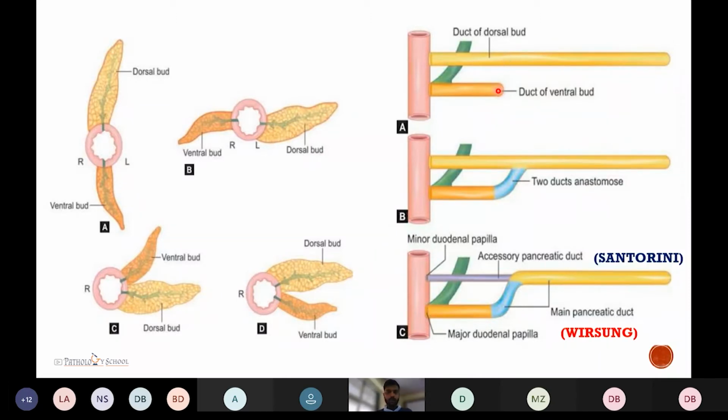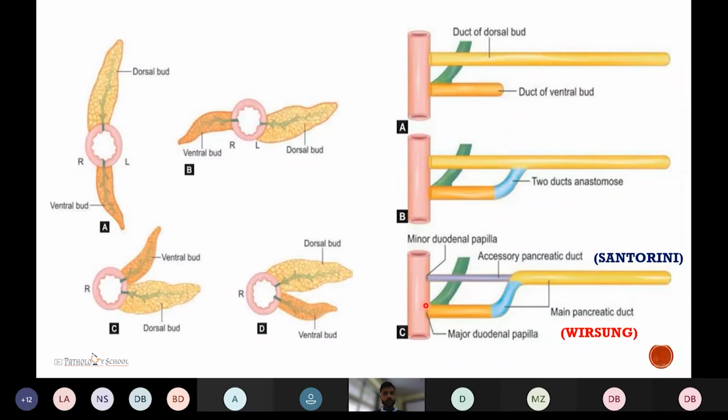Now, the major pancreatic duct is formed by the fusion of the distal portion of the duct of the dorsal bud and the duct of the ventral bud. This fusion which is occurring gives the major pancreatic duct, which is also called the duct of Wirsung. And here is the duct of Santorini, which is the accessory pancreatic duct, which pours its secretions into the minor duodenal papilla. This is the minor duodenal papilla, you can assume, and this is the major duodenal papilla.